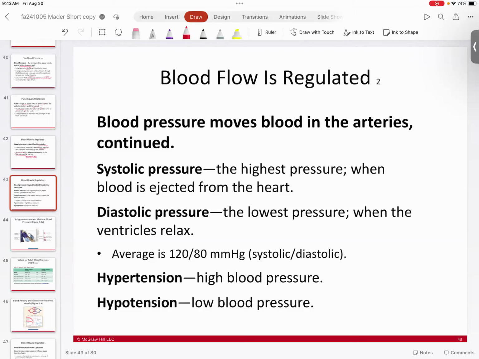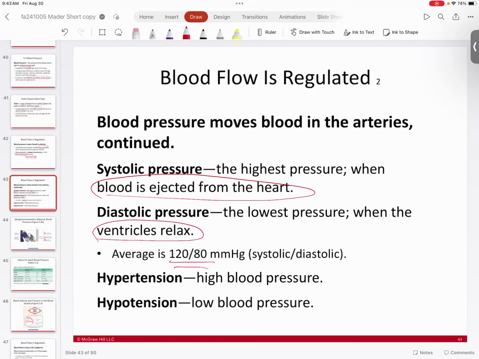So when we do our blood pressure, we'll have two different numbers. We'll have systolic pressure. So this is the highest pressure. This is typically associated with blood that's basically being ejected from the heart. So this is the high pressure piece. And then the diastolic, which is a lower pressure number, is when the ventricles are relaxing. So oftentimes we see blood pressure as a two-number system. So like 120/80, for instance, which is systolic on the top and diastolic on the bottom.